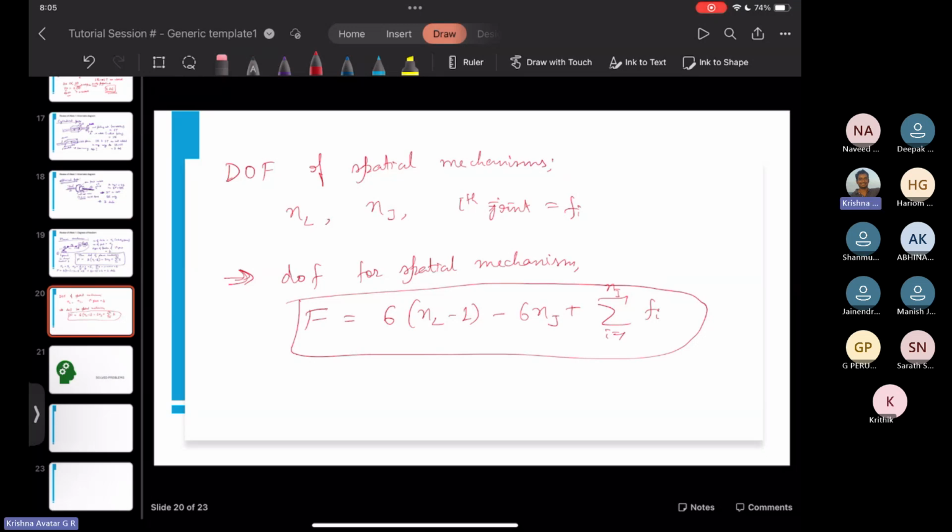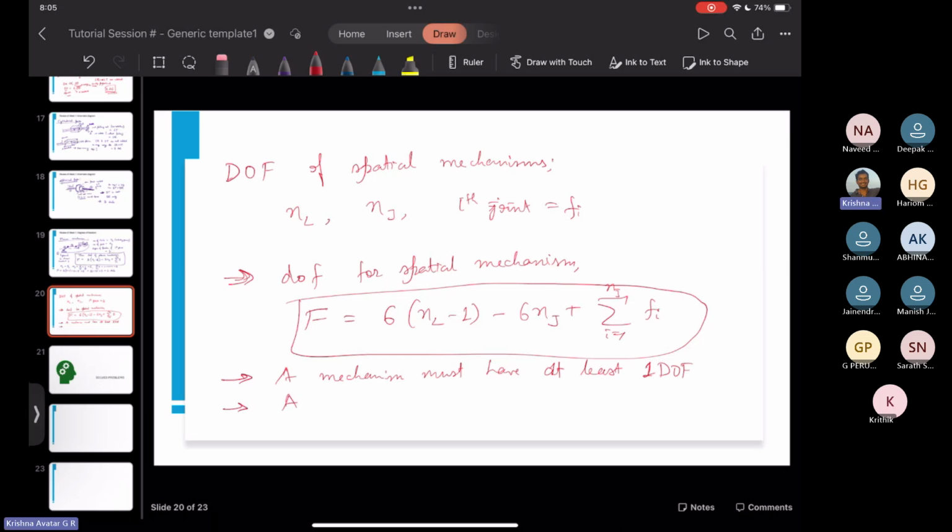Now, before that, a mechanism must have at least one DOF. If there is not even one DOF, it's useless constructing such a complex mechanism, because there is no degree of freedom, which means we cannot use it for any purpose.